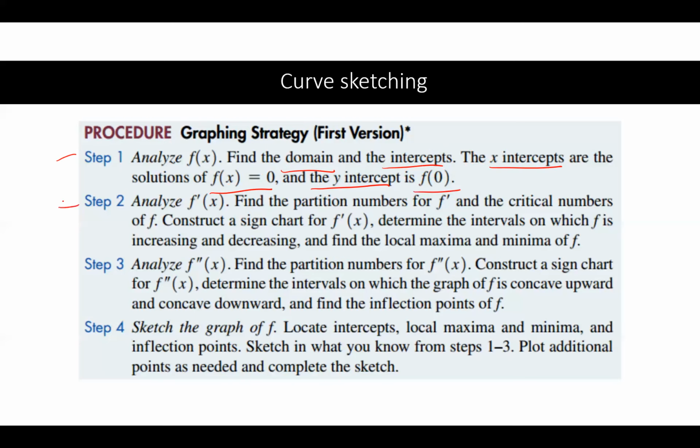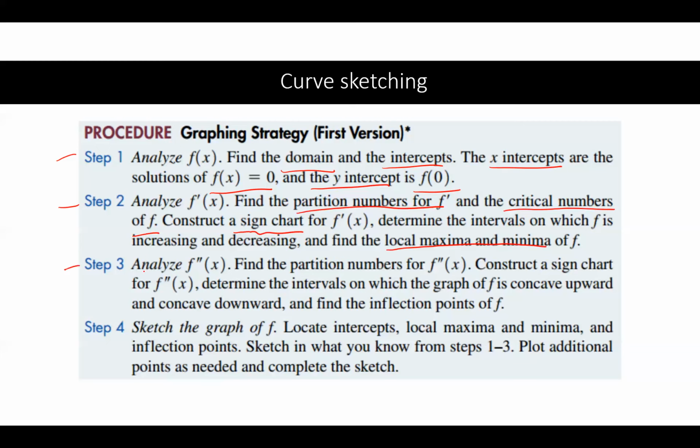Secondly, we look at the first derivative of the function, which is f prime of x. We want to look at the partition numbers of f prime. What is the partition number? The partition number is the number that makes f prime equal to 0. These points are also called the critical numbers of the original function f. This is why we use sign charts to determine the intervals where the function is increasing or decreasing. With this, we can also find the local maxima and minima.